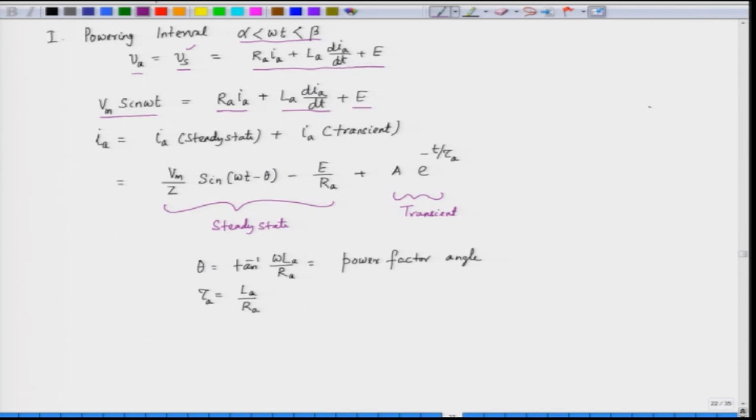This is a first order differential equation, and we have to solve it. The solution of this differential equation consists of two parts.